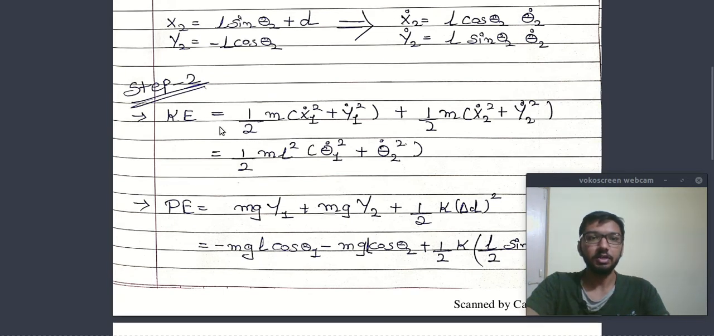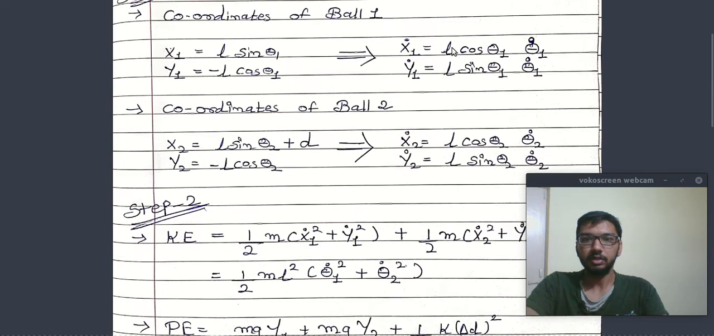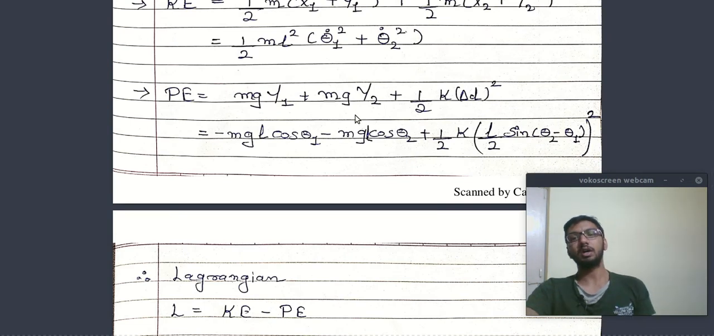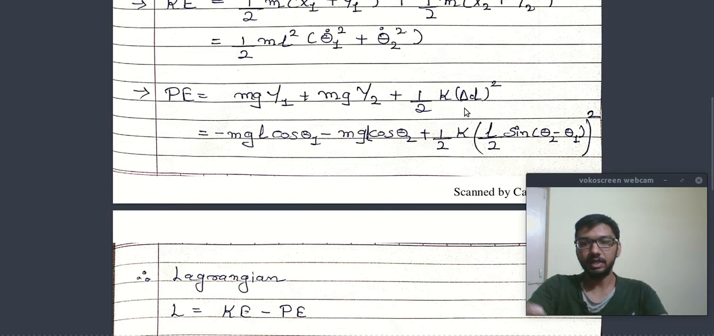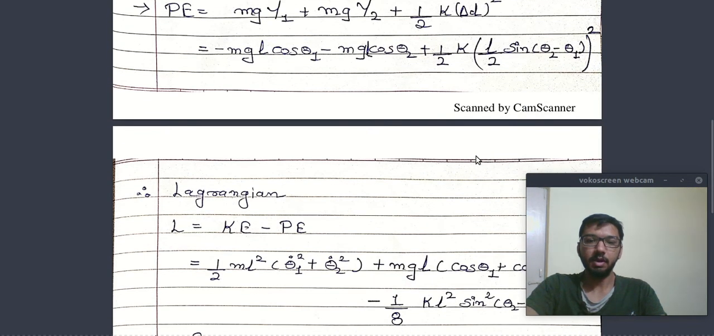Now the next step is we have to identify our energies, which are kinetic energy and potential energy. So this is how you can do it. Here x1 dot, x2 dot, y1 dot and y2 dot we have already derived here. And you notice that mgy1 and mgy2 are the potential energy due to gravity, and this half k delta d square is the potential energy due to the spring. Now this delta d is basically L by 2 sine of theta 2 minus theta 1. This is basic math, you can do it by yourself.